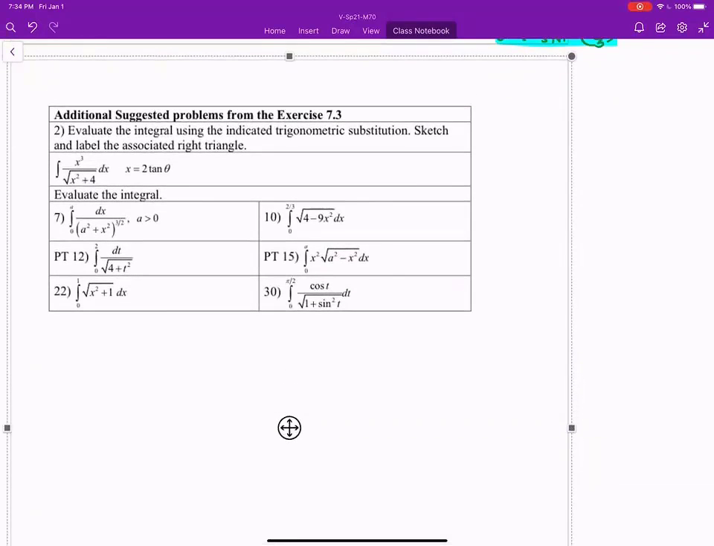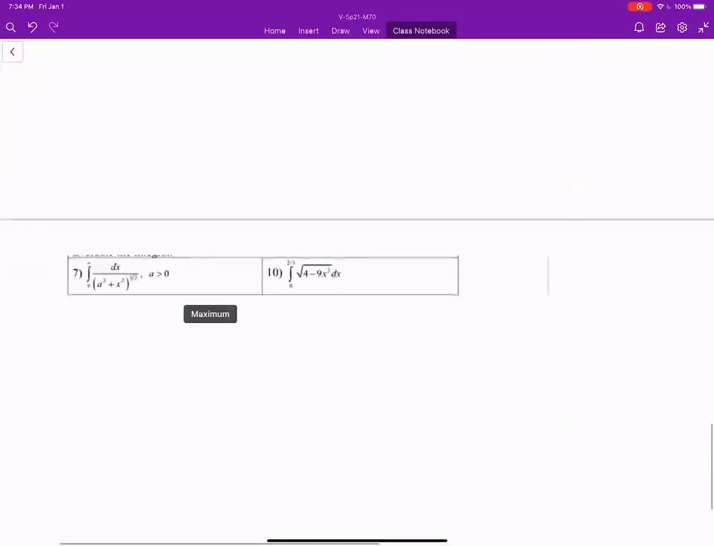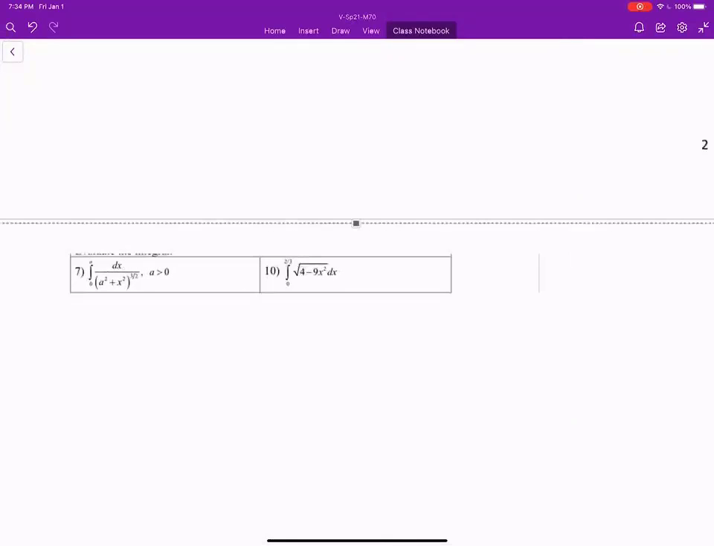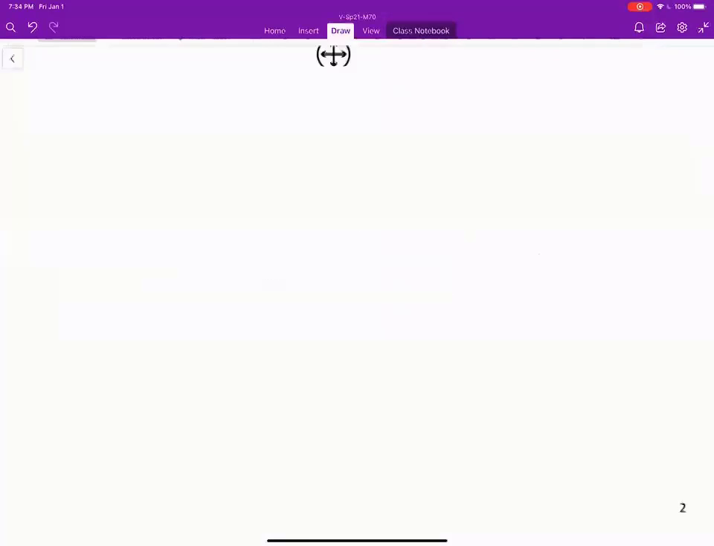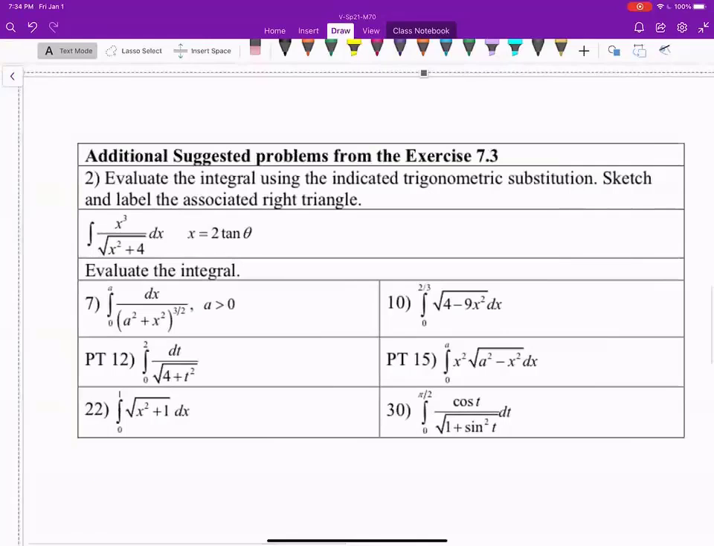Now let me show you one more problem here, which is number 10. Evaluate the integral from 0 to 2/3 of square root of 4 minus x squared. We are going to do number 10 now.